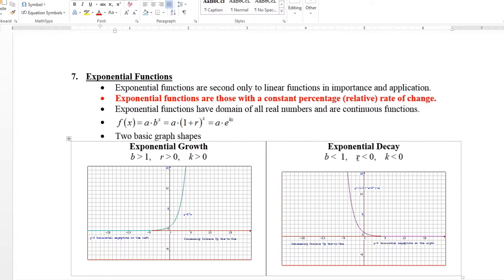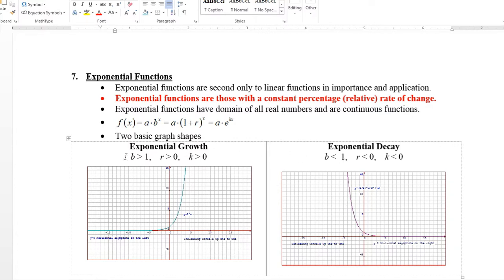Exponential decay looks like this, the same formula, but the base is less than 1, and that happens exactly when the r and the k both are negative. This will look like this, so it has the horizontal asymptote of the x-axis on the right, of 0, and the limit as x goes to negative infinity is positive infinity. So this is decreasing, concave up the whole way.